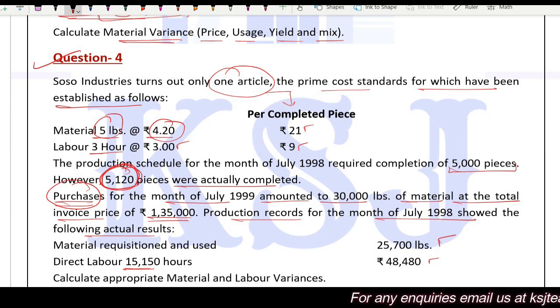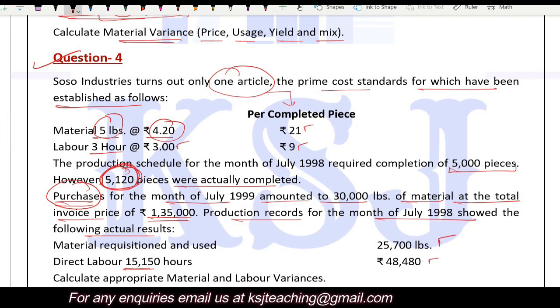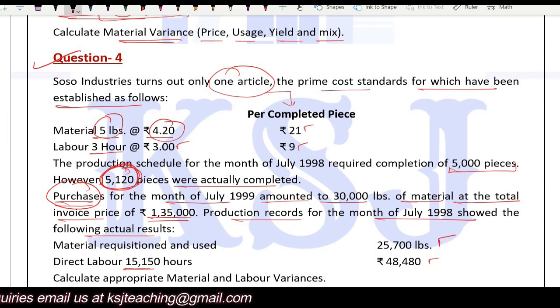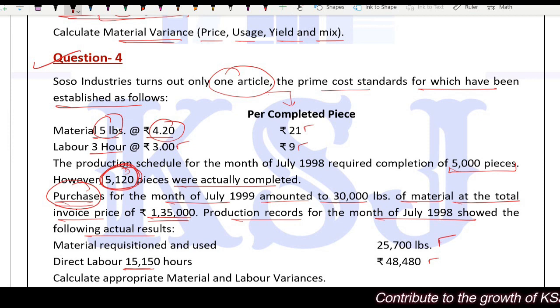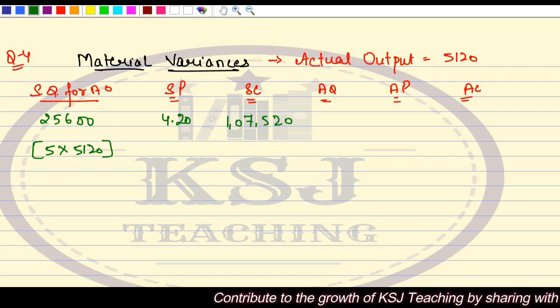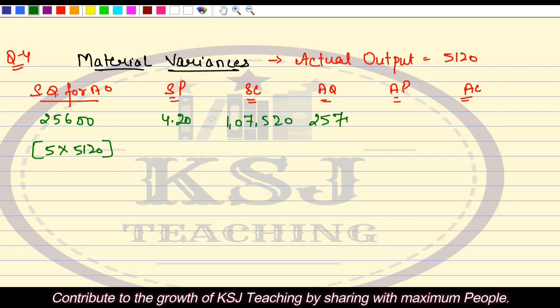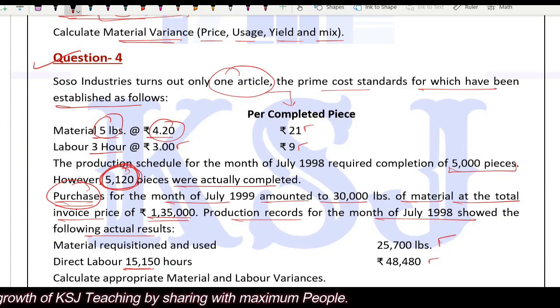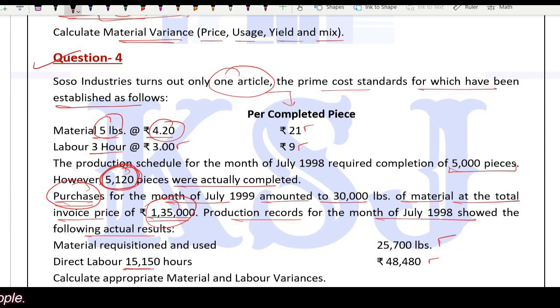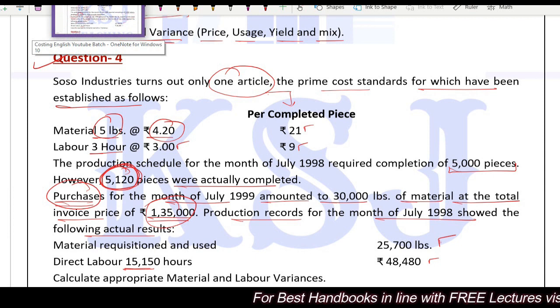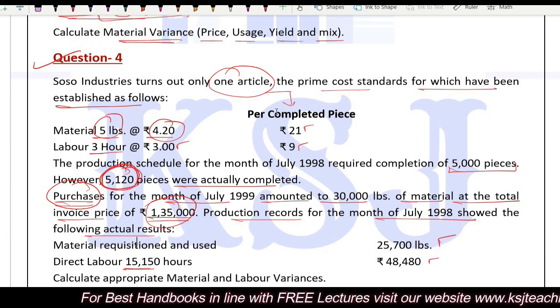What about the actual quantity, sir? Now, when we talk about the actual quantity, we have the actual quantity purchased, that is 30,000 units, and the actual quantity used, that is 25,700 units. Now, which quantity to be used? You have to use here the actual quantity used, that is 25,700. After that, the actual price and the actual cost. Now you may say, sir, actual cost is 1,35,000, but this is the purchase cost. This is not the actual cost for the material consumed. What we need is the actual cost for the material consumed and not for the material purchased.